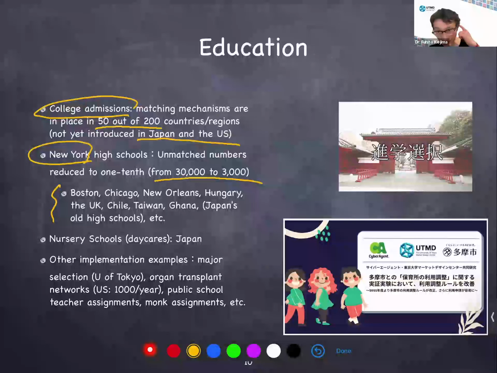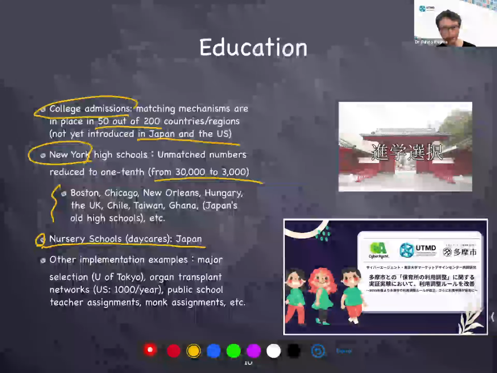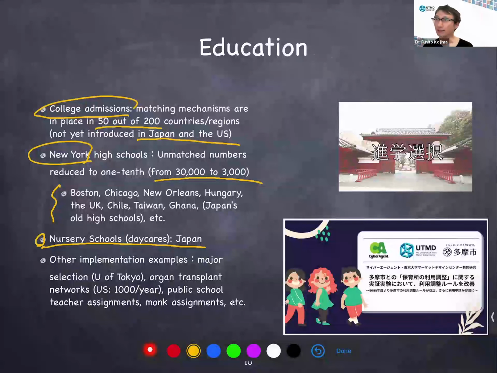In Japan, these are largely not introduced, but one big matching market run in Japan is the assignment of nursery schools or daycares. These are matching markets for kids. Interestingly, daycare matching markets are heavily subsidized, and hence the flip side is that the assignment is done by the government, the local government actually. There are a little bit more than 1,700 municipalities in Japan, and they each run a formal matching algorithm.